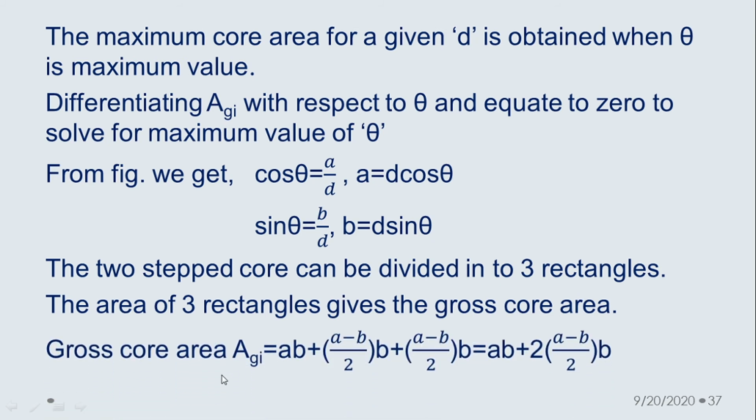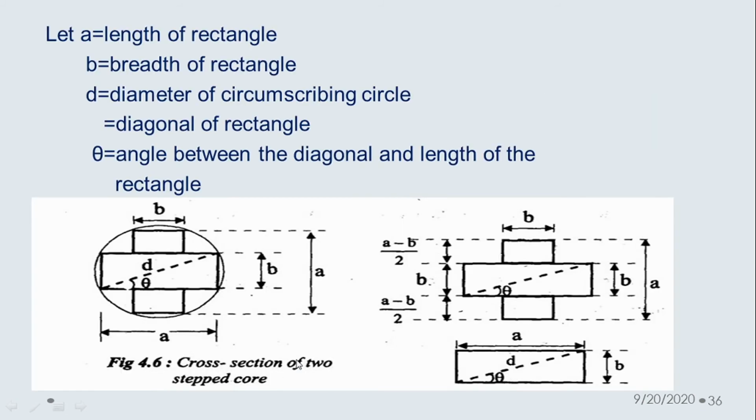So the gross core area AGI is equal to the area of the big rectangle, which is horizontally mounted, that is A into B. The area of this rectangle is (A minus B) by 2 into B. Similarly, the area of this other rectangle is also (A minus B) by 2 into B.